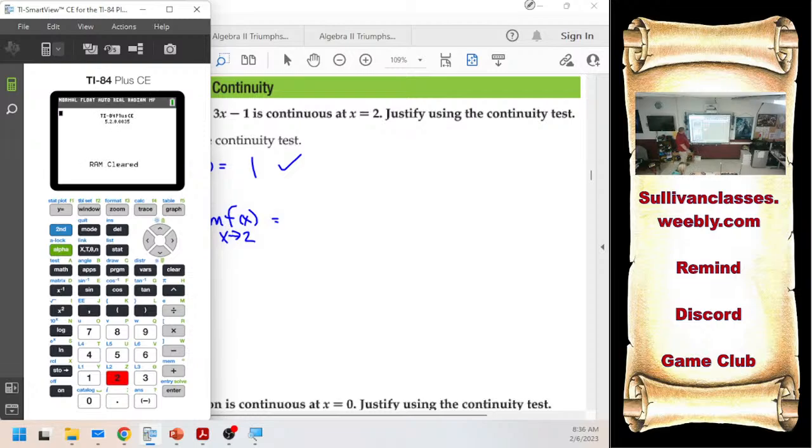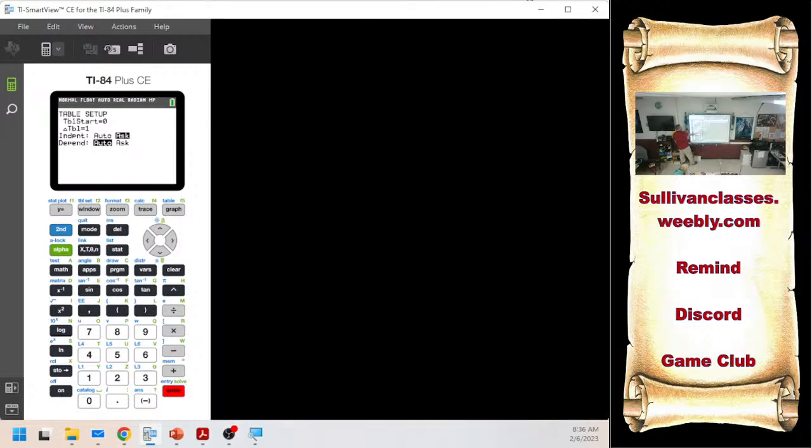Was it 2, negative 3, negative 1? Yeah. Come on, Frank. There you go. 2x squared minus 3x minus 1. And I'm going to set my table over to ask, because that allows me to get as close as I want to the x value of 2.